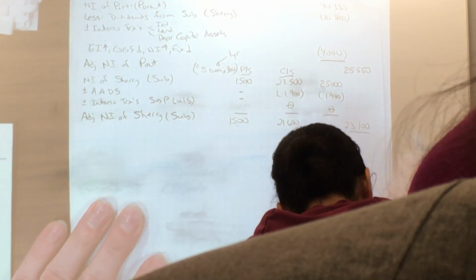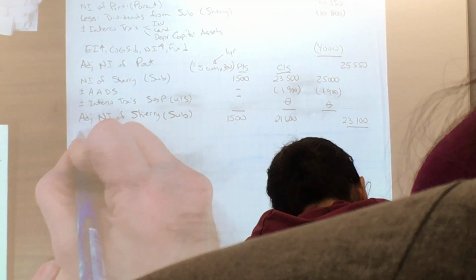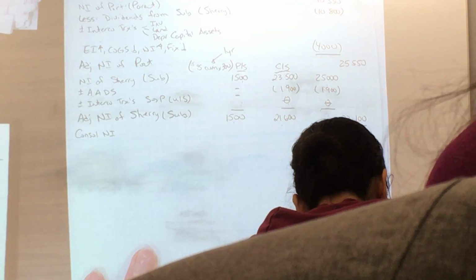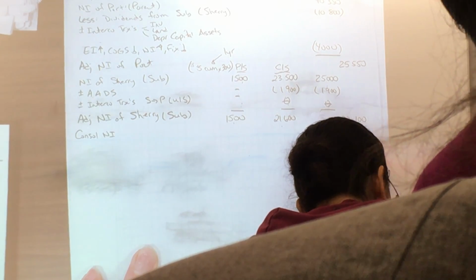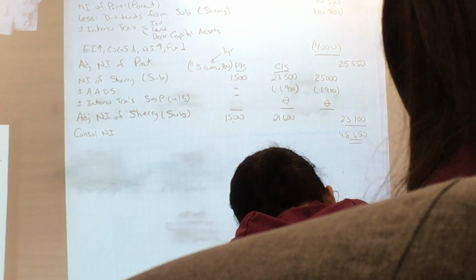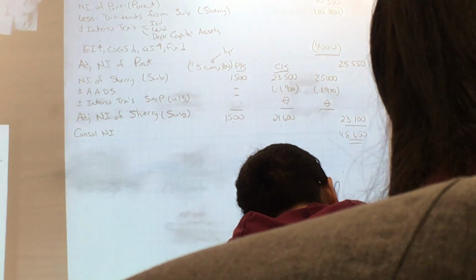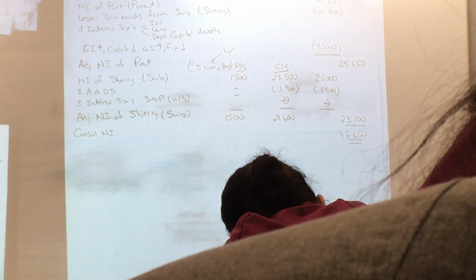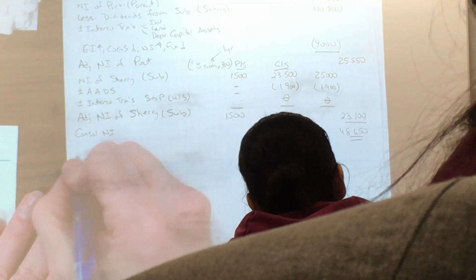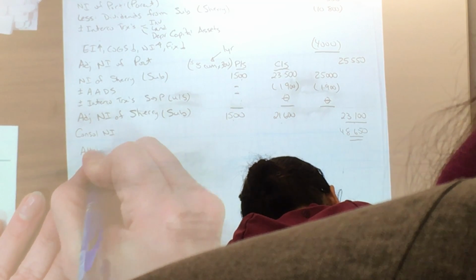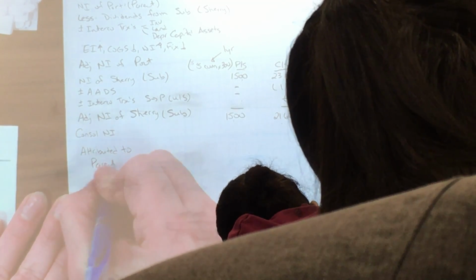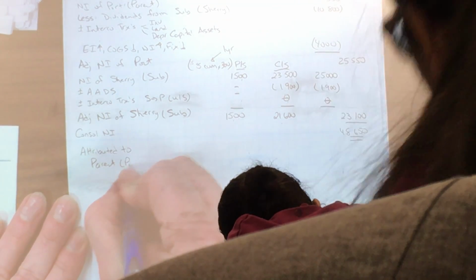Okay, now what do we do? Well, we calculate our consolidated net income. Consolidated net income is 48,650. Our last step for the calculation is to allocate it, or to attribute it, to our parent, who is Port.